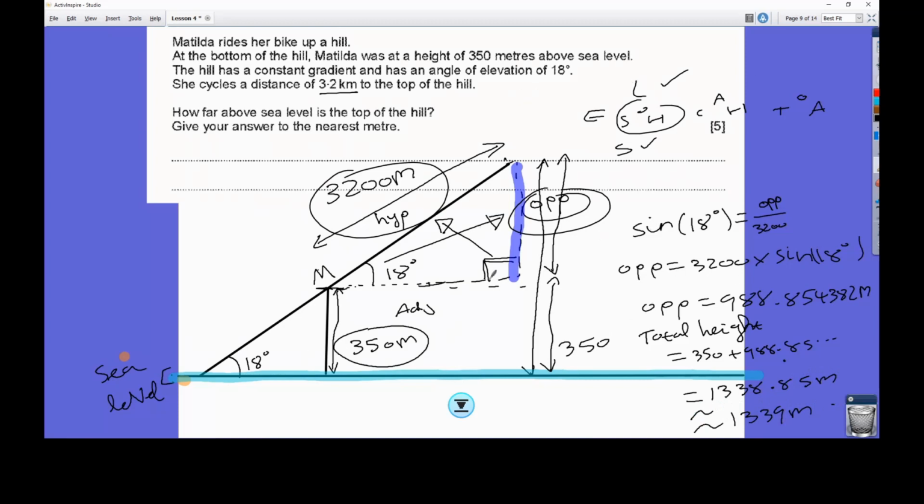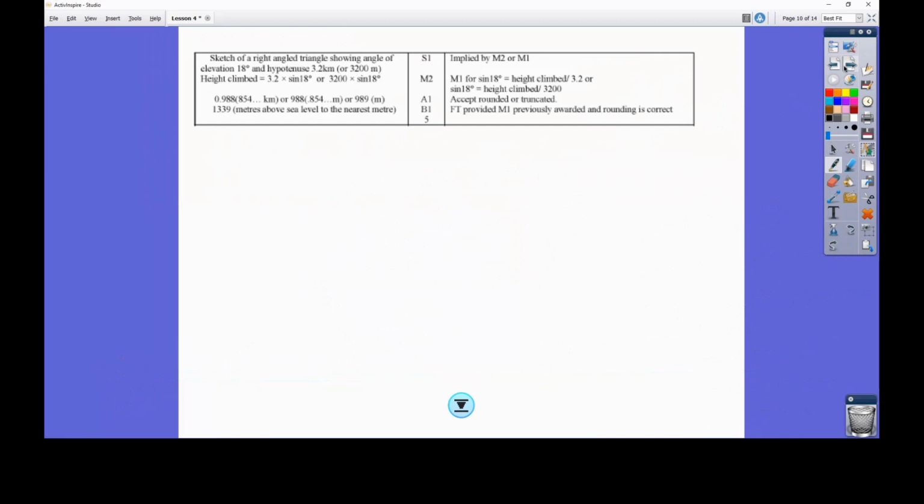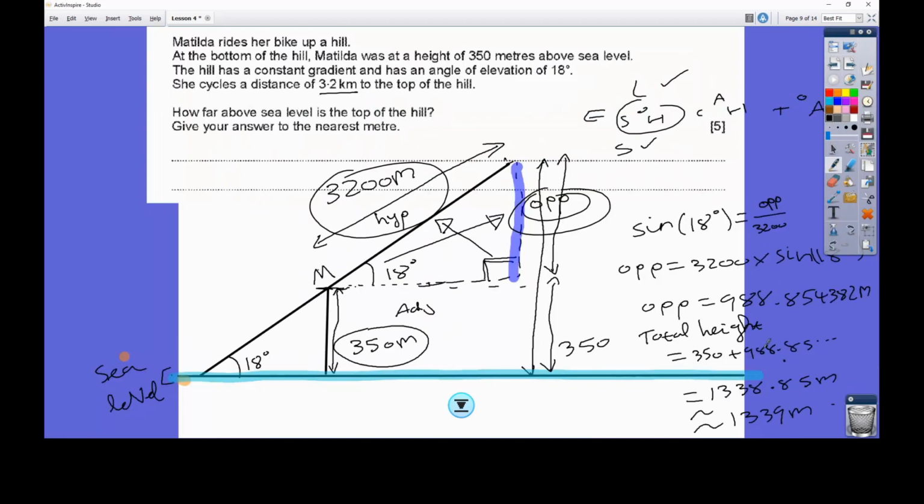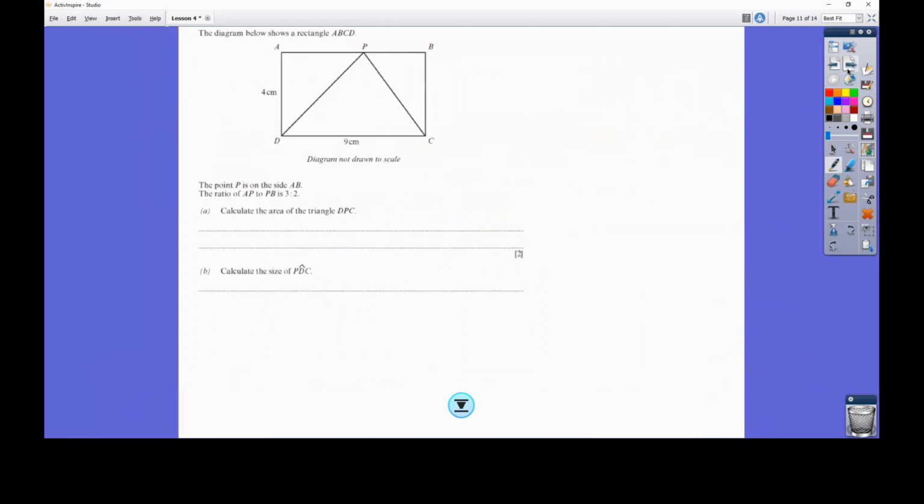So this time is a bit trickier because you have to draw it, but once you do, it's really not that difficult. So you can see here they want 1339, which is exactly what we had. There we go.